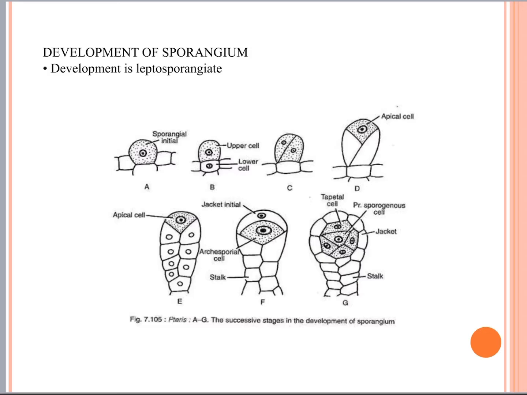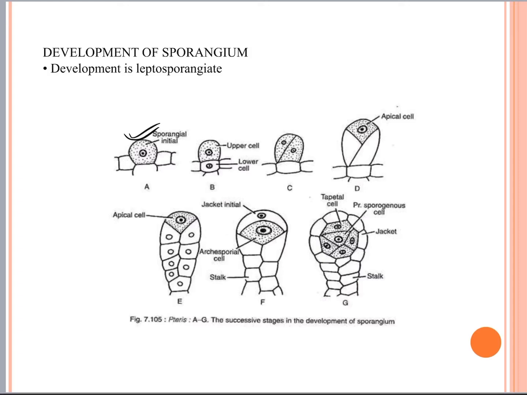Development is leptosporangiate type. Leptosporangiate type means the sporangium develops from a single sporangial initial, like here there is only one cell, and from this the sporangium develops. That is leptosporangiate type of development. First you can see the sporangial initial, it divides into upper cell and lower cell, and then an apical cell is formed.